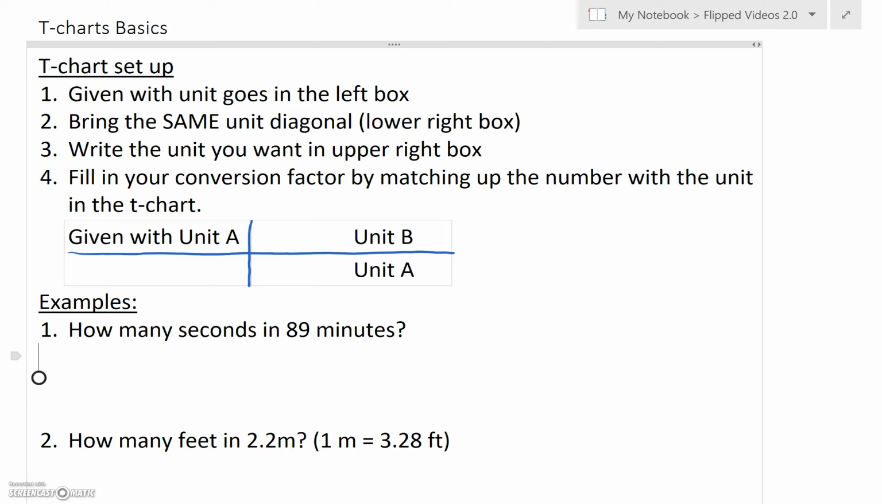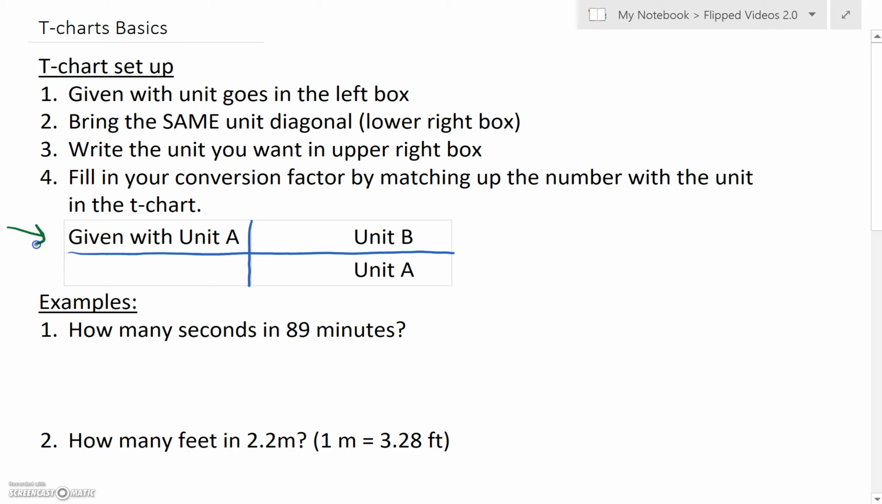In order to do a conversion where you have a conversion factor, we're going to use T-charts. I'm going to show you how to set up a T-chart and how to do basic conversions that you may already know how to do, or where a conversion factor is given to you. So when we do a T-chart, this is what it's going to look like right here.